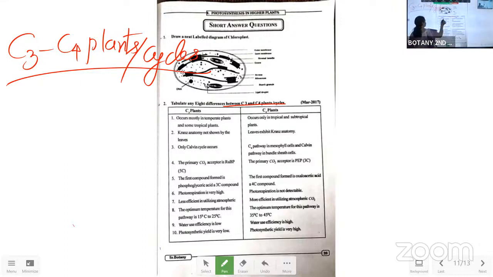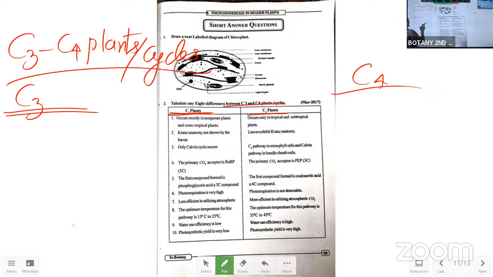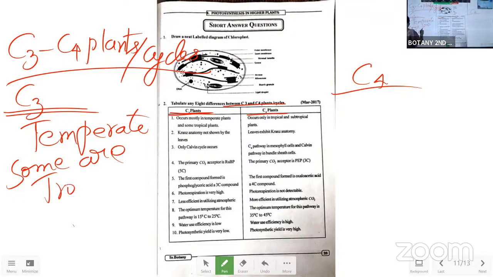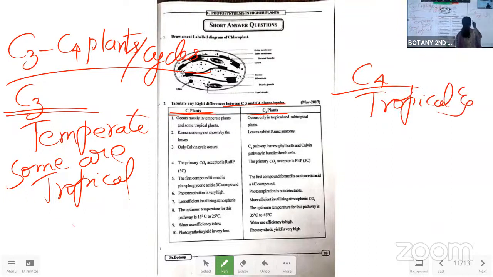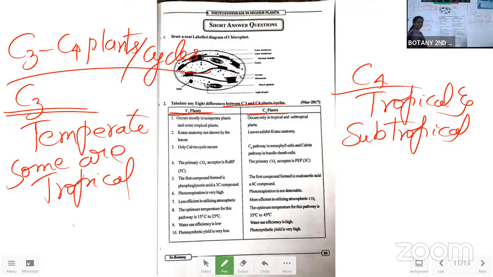So in this one, the first one is the C3 and the second one is the C4. Here C3 I am writing, and here we will discuss the C4 plants, otherwise C4 cycle. The first one is, C3 plants are the temperate plants, and some are tropical, whereas the C4 plants are the tropical and the subtropical plants. Okay, that's the first difference.